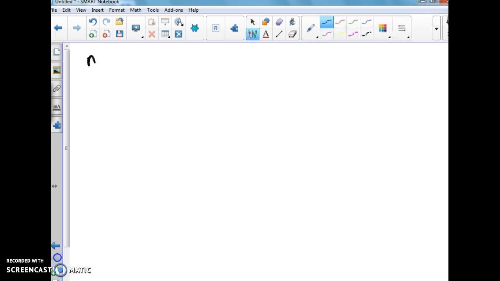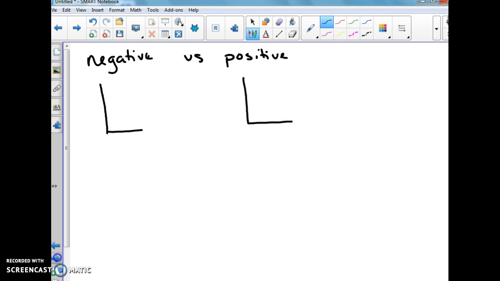So with correlation, we have a difference of negative versus positive. Negative means most of your data is going in the negative direction. Positive, as you can guess, is going in the positive direction. Then we also have strong versus weak.